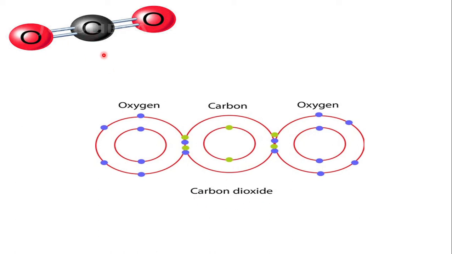Now tell me what is the atomicity of this? Yes, atomicity is the number of atoms. So 2 oxygen atoms and 1 carbon atom. So it is totally 3, which is the atomicity. 3 atoms have combined, so atomicity is 3, right?